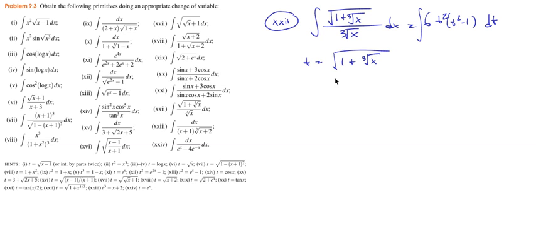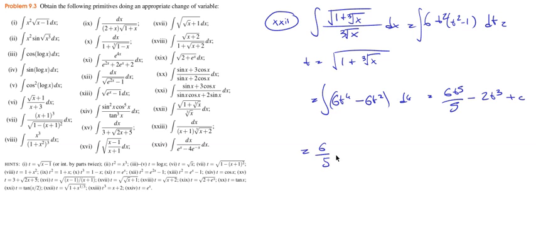Okay, and now this is just a polynomial, right? This is 6t to the 4th minus 6t squared dt. And so this is 6t to the 5 divided by 5 minus 2t to the cube, plus c. Now, and then you just undo the change of variable. This is 1 plus the cubic root of x to the 5 over 2 minus 2 times 1 plus the cubic root of x to the 3 over 2 plus c. Okay, all of these with roots are always the same, as you can see, right?